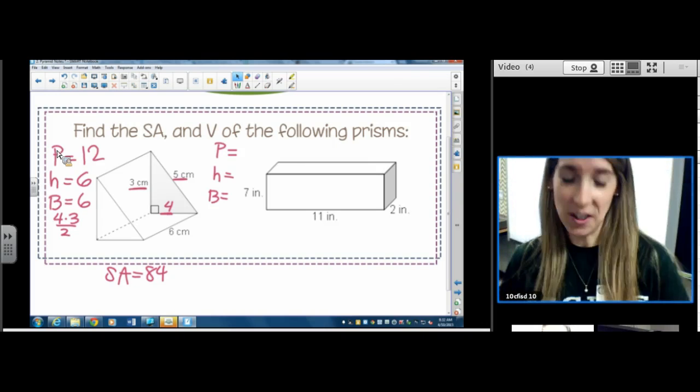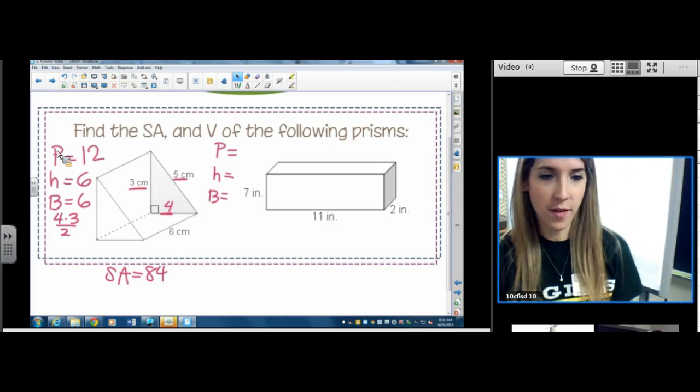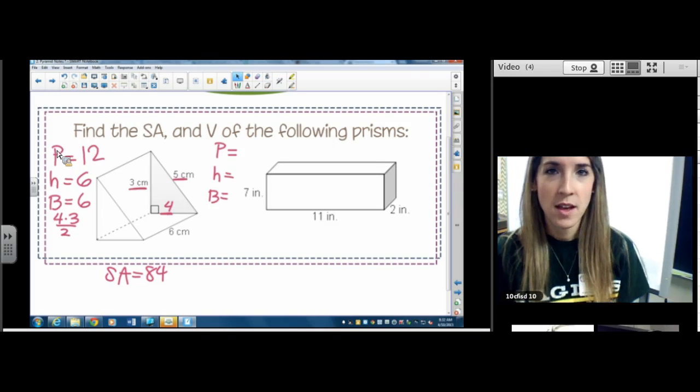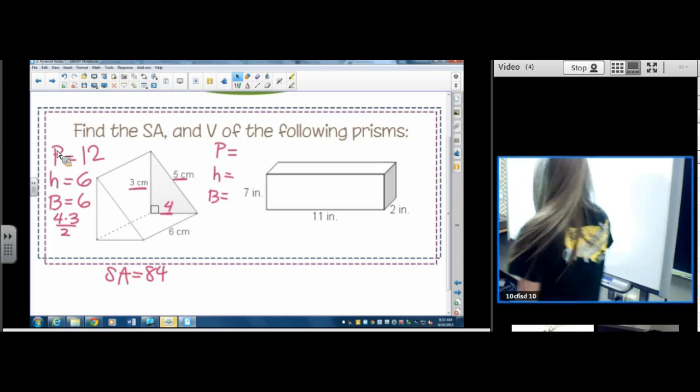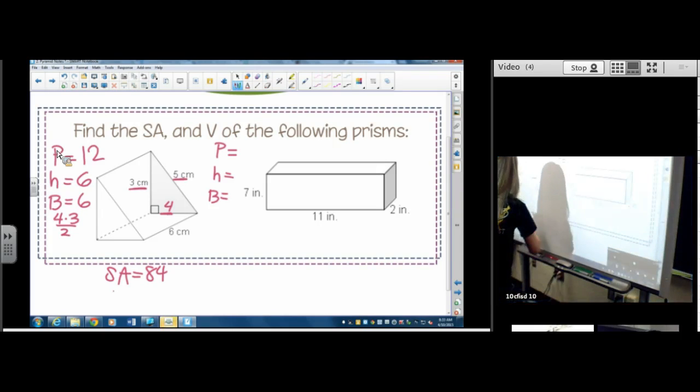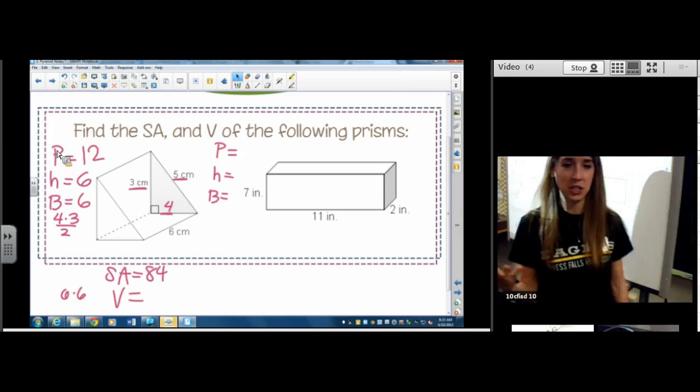Way easier than the surface area is the volume. Victor, what's the volume of the first one? Capital B times H. Very nice, 36. It is capital B times H. They both happen to be 6, which is a total coincidence.